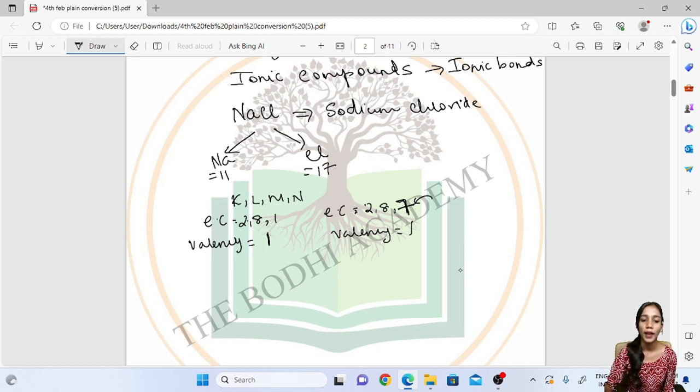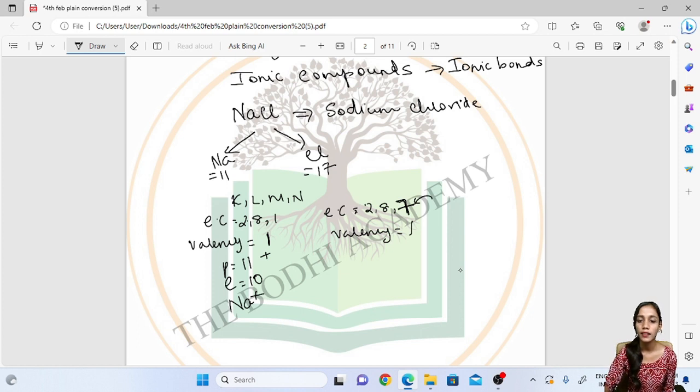When an atom loses an electron, it gains a positive charge. We know that the protons present in the nucleus are 11, and when sodium loses this electron, the number of electrons turns into 10. So the nucleus now gains a positive charge. That's the reason that after sodium loses its electron, we write it as Na plus.